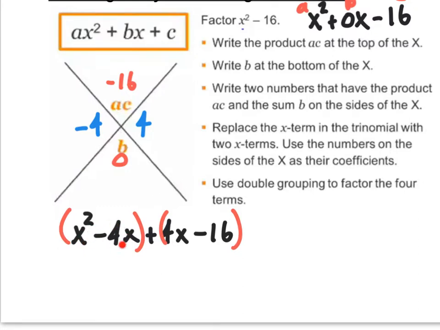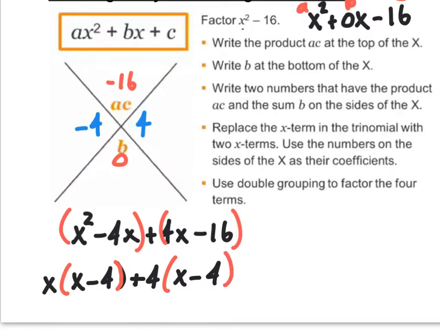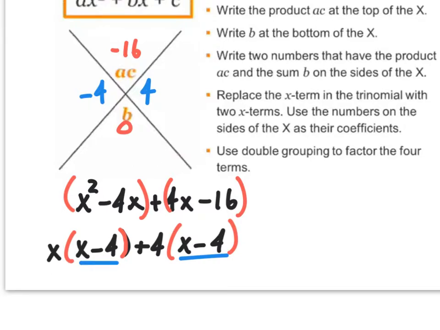And right when I look at this group here, I know I can factor out an x. So if I factor out an x, I'm left with just an x minus 4, okay? And over here, if I look at this group, I can factor out a positive 4. So if I factor out a positive 4, we are left with just an x minus 4. So because I have a common x minus 4, I can factor out that common binomial, and we're left with x minus 4 times x plus 4.